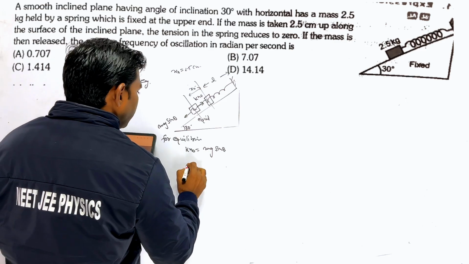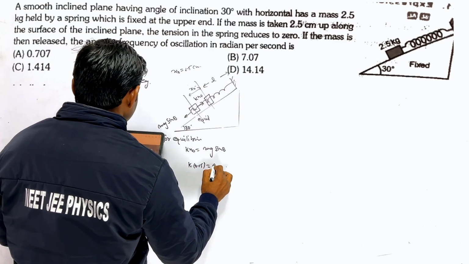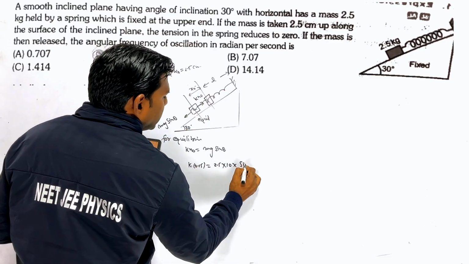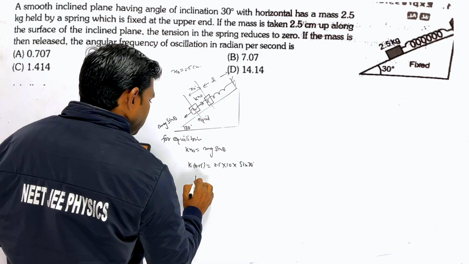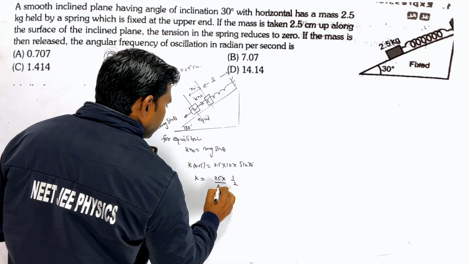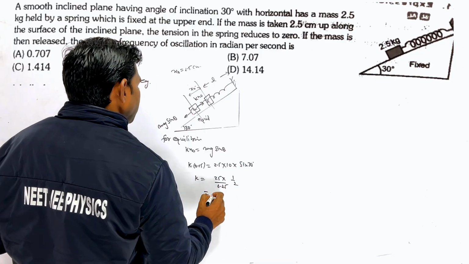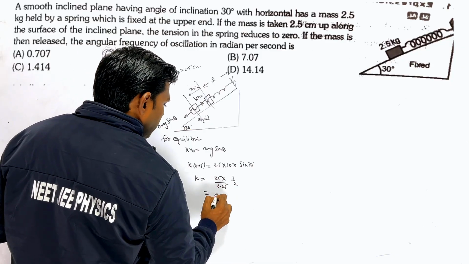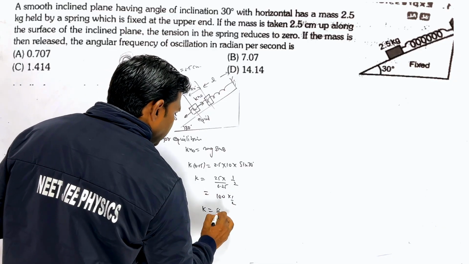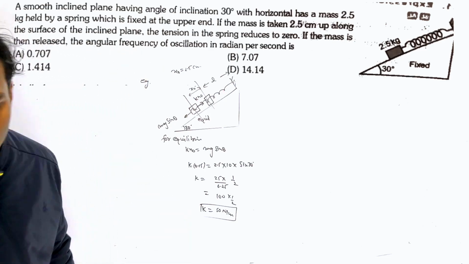So with the help of this, 0.25 is equal to m into g into sine 30, right? So k is equal to 25 into 1 by 2 divided by 0.25, right? So it will be 100 by 2, right? The spring constant is 50 Newton per meter. Are you getting or not? Right. So this is the question.